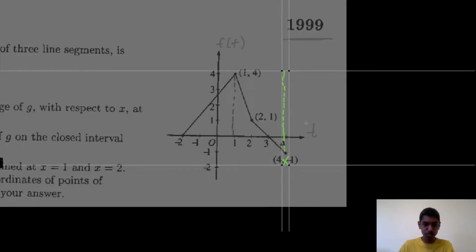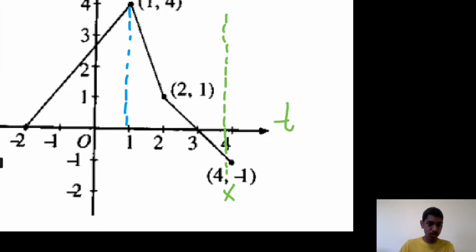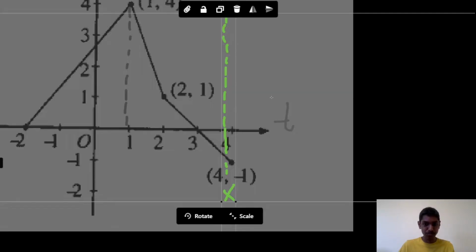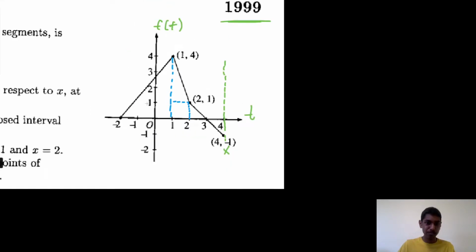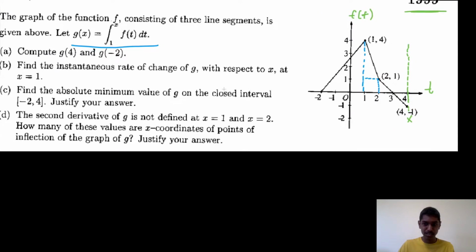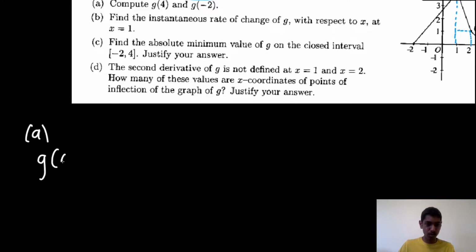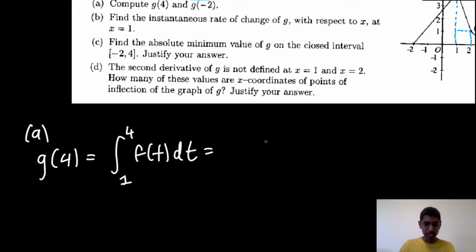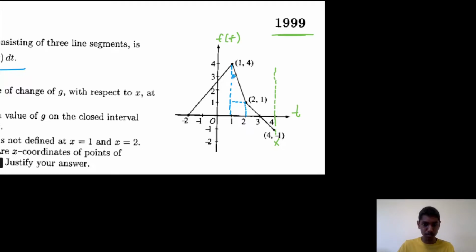So g of 4 would put our x over here, and so we want to figure out what this orange area is, and of course this small triangle too. So we split this up into some composite shapes to make this easier to work with, and at this point we can just add up all these areas. So let's find g of 4. We know that that's the integral from 1 to 4 of f of t dt, and now we're just going to add up the areas here, and I'm going to draw the shapes to help visualize.